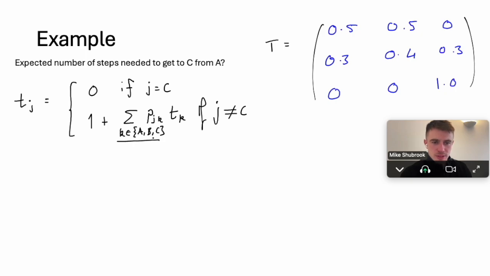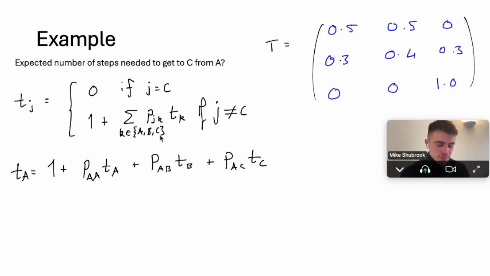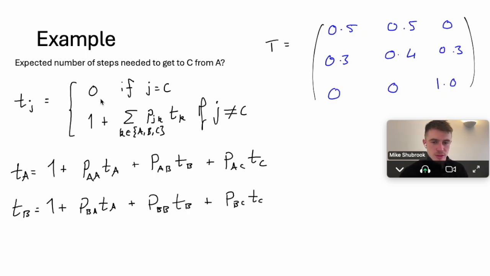The sum over k is either state A, B, or C. So these labels represent the different states. So here we have the expected number of steps to reach C from A. Here we have it from B, and here we have it from C, which obviously is equal to 0 because it takes no further time to reach C if we begin in C.